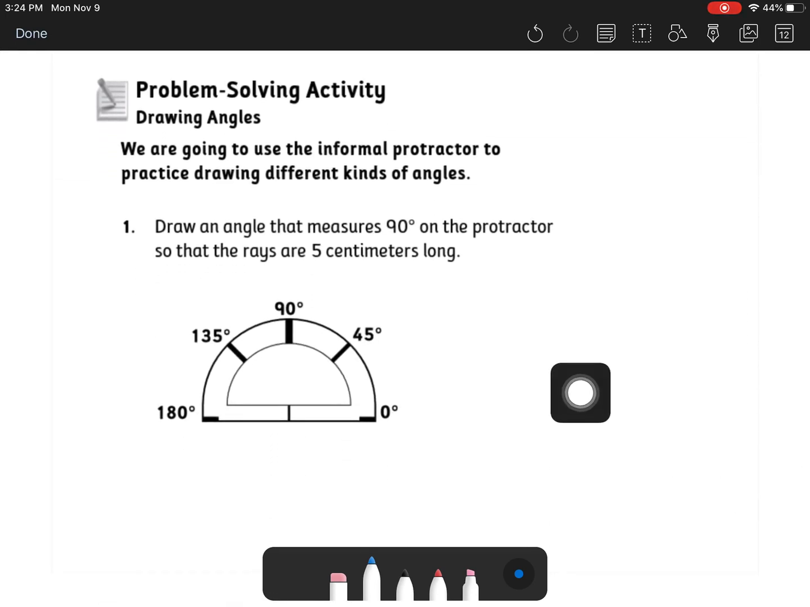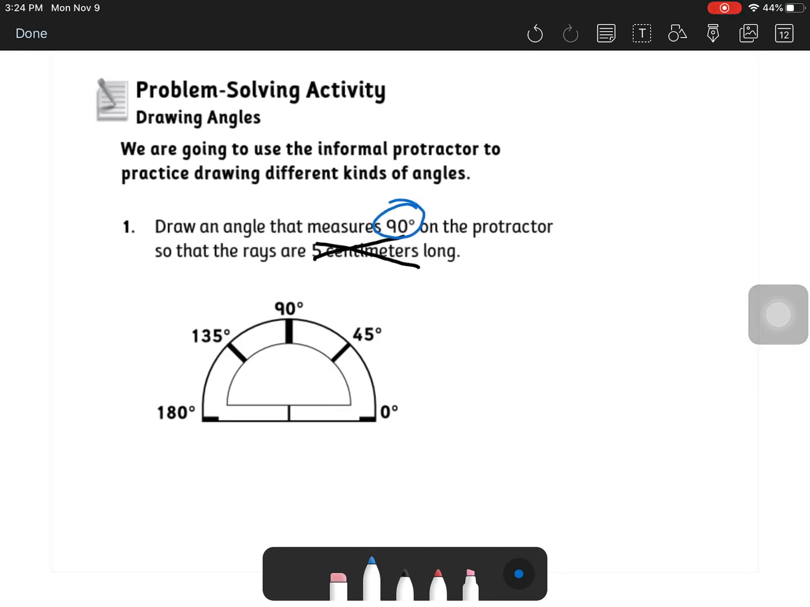All right, in the problem solving piece here, they give us a protractor to draw some angles. So this one says draw an angle that measures 90 degrees in the protractor so that the rays are 5 centimeters long. We don't have any rulers to measure the centimeters, so let's just worry about trying to draw the correct angle. So we want to concentrate on the angle that we're going to draw.